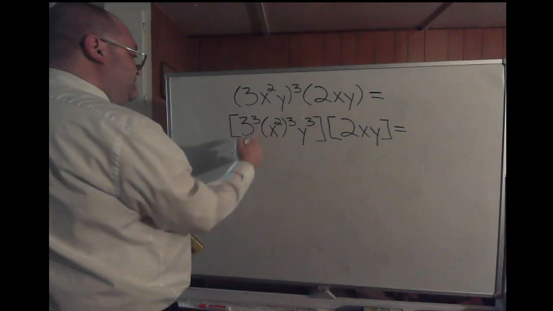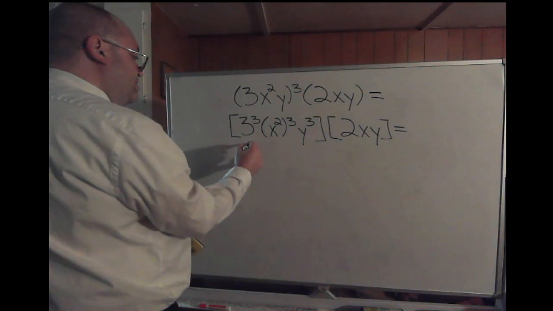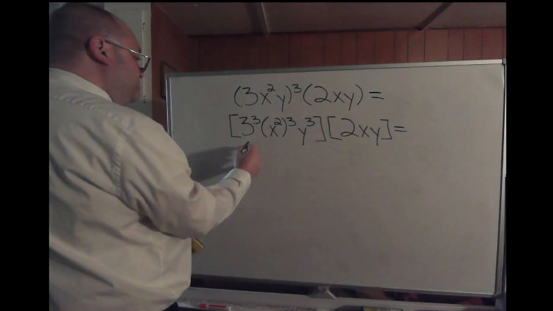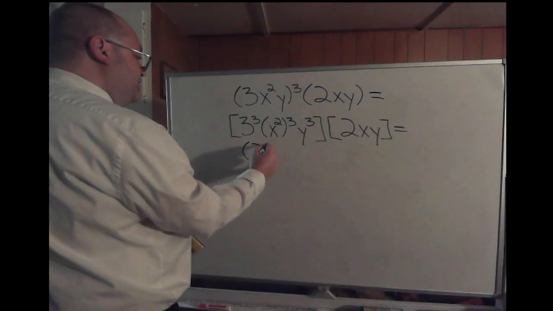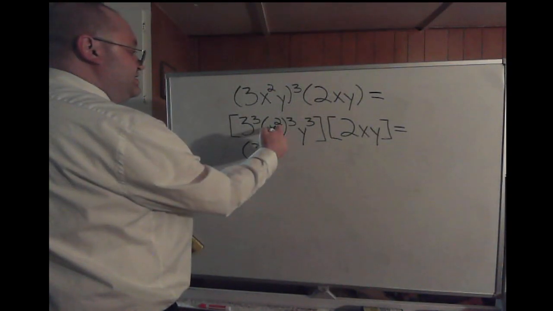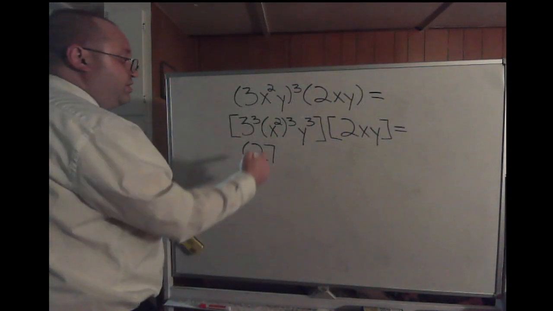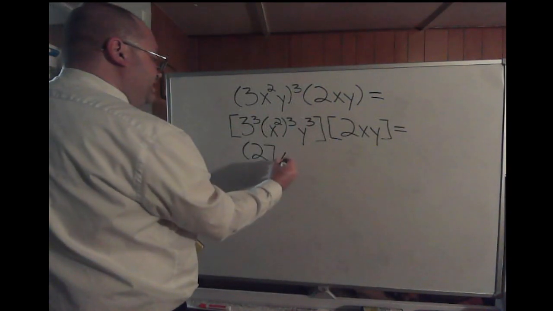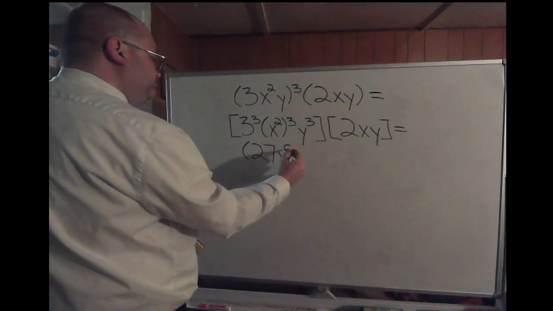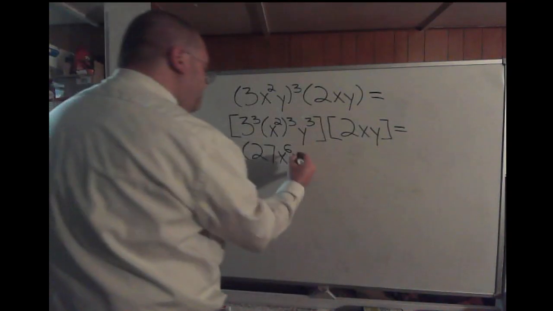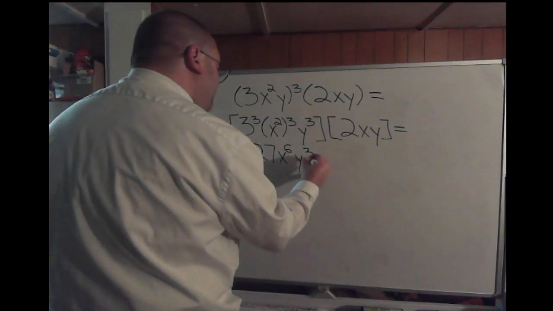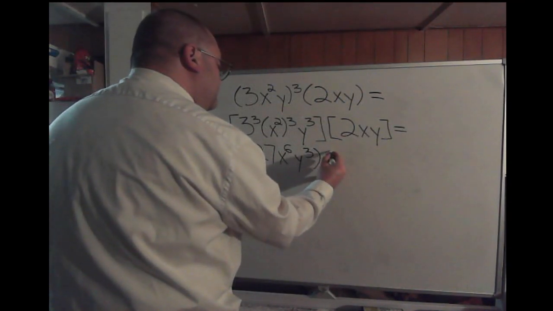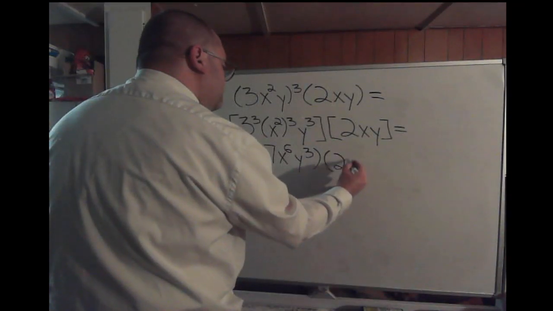You'll have 3 to the third, which is going to be 27. You'll have x to the second to the third power. Well, you would take x to the 2 times 3, which would be x to the 6th. Then you just have y to the third. All that times the quantity of 2xy.